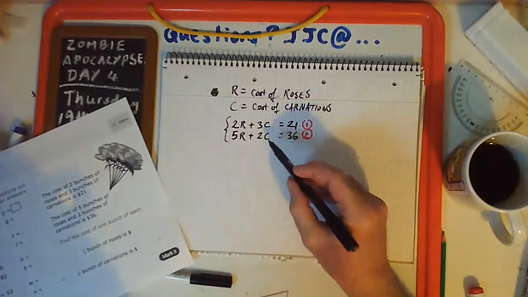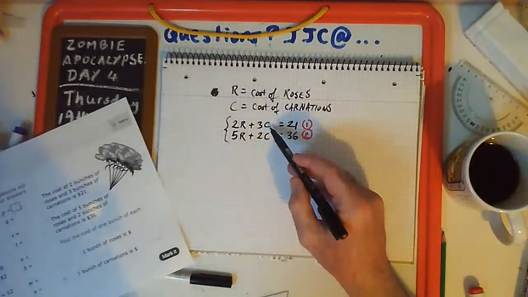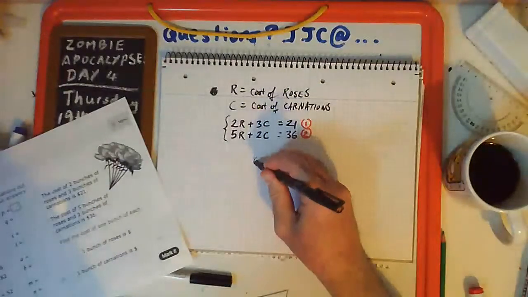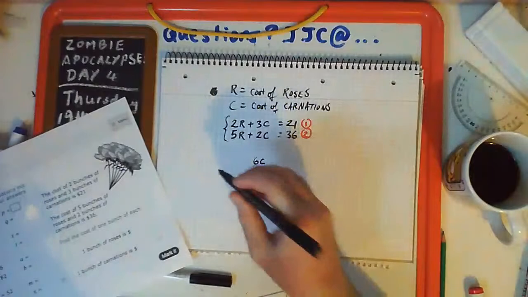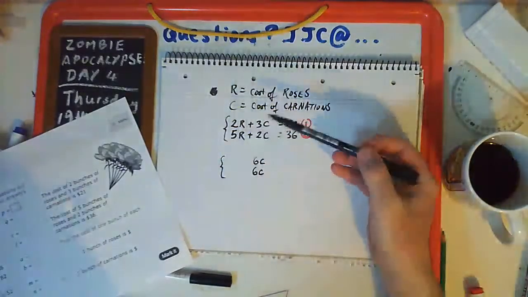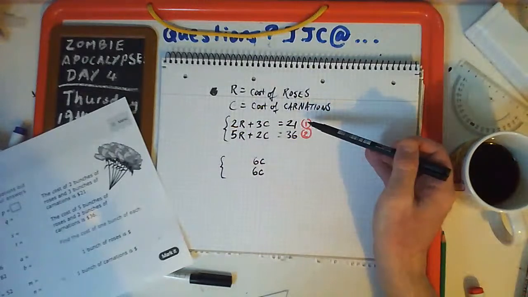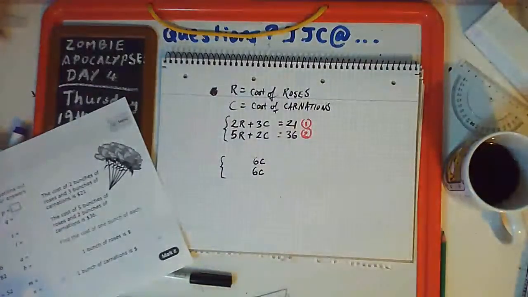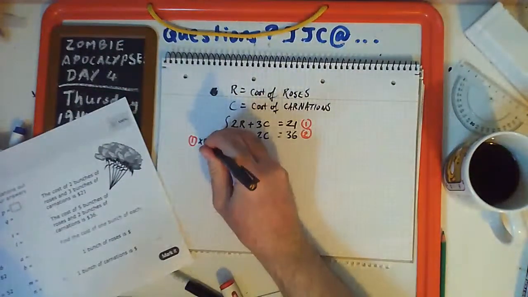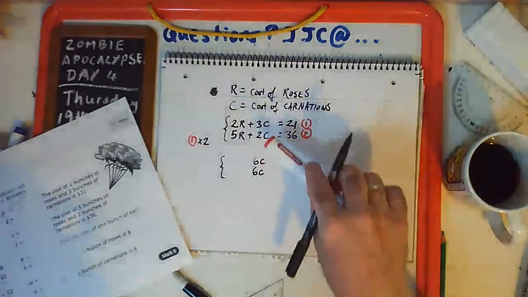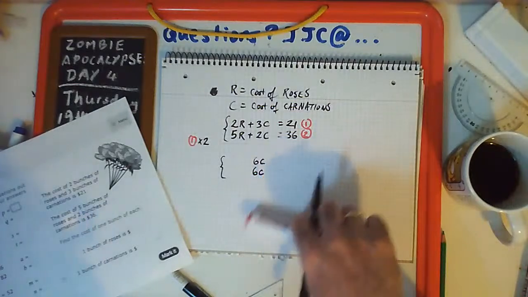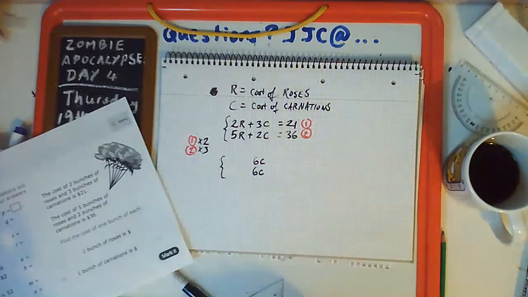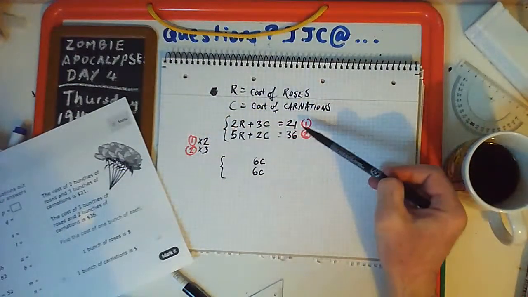Well, I think for a change, I'm going to make the C's the same. So 3 and 2 both go into 6. So I'm going to try and multiply these equations up so that they've both got a 6C in them. To get from the 3C to the 6C, I'm going to have to multiply everything in equation 1 by 2. And then to get from a 2C to a 6C, I'm going to have to multiply everything in equation 2 by 3.